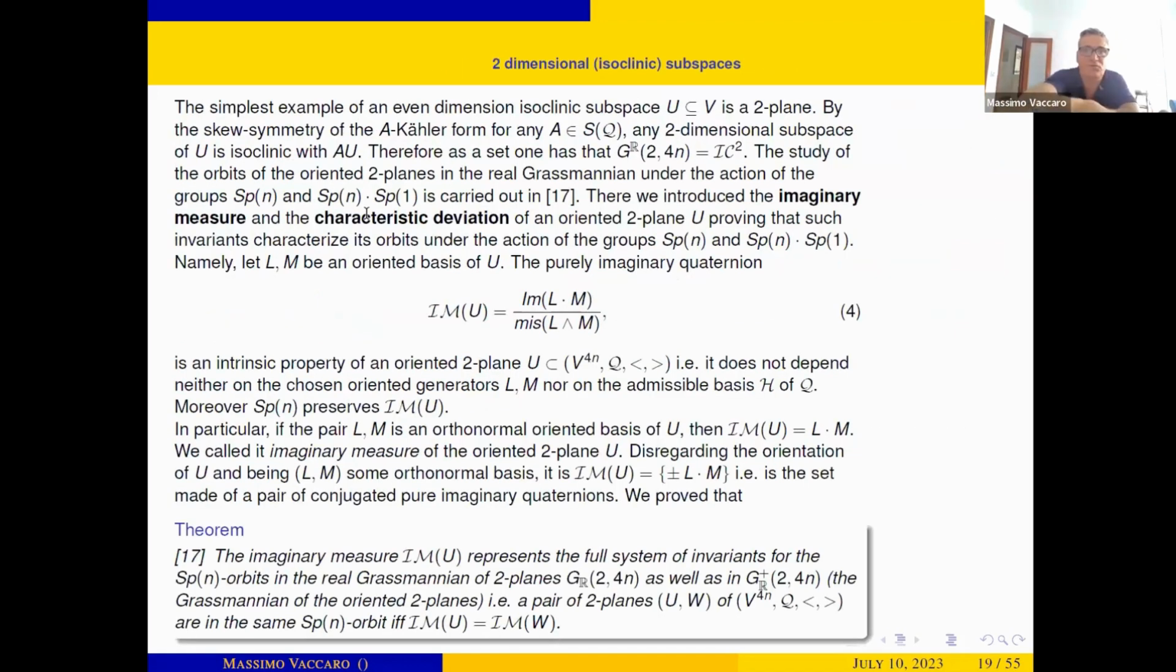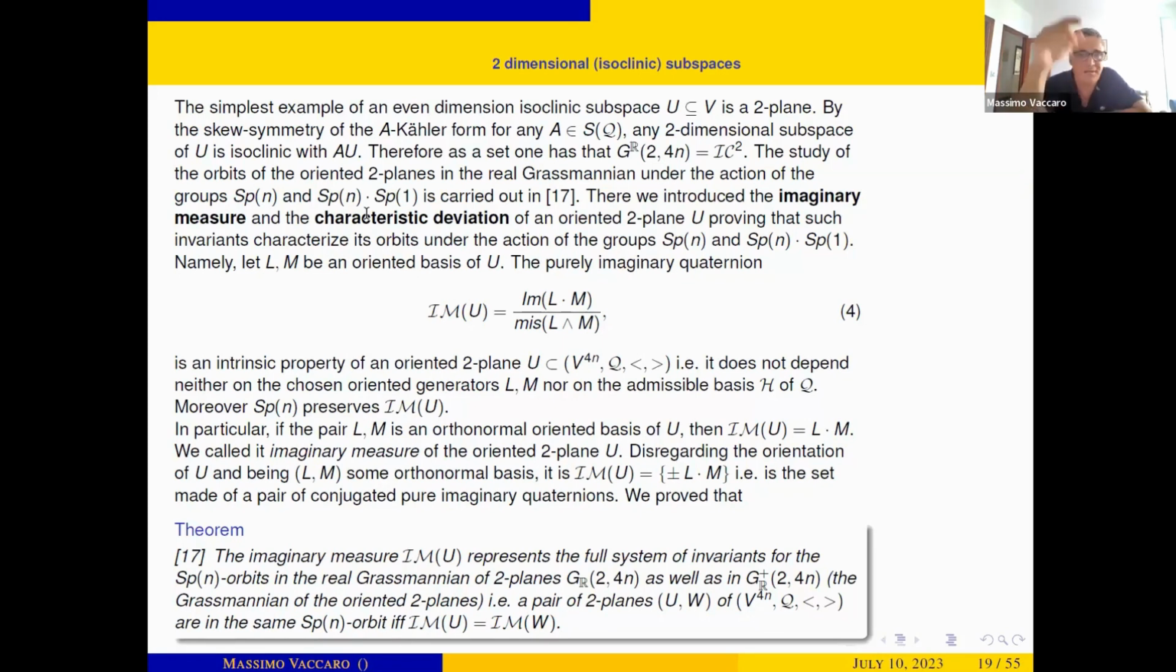So let's start with two-dimensional isoclinic subspaces, for which I already gave the solution a long time ago. The two-dimensional subspaces are the simplest example of an even-dimension isoclinic subspace, U, AU. In fact, by the skew-symmetry of the A-Kähler form, any two-dimensional subspace is isoclinic with AU for any A. So two-dimensional subspaces and two-dimensional isoclinic subspaces are exactly the same thing. That is, the Grassmannian of 2-planes in 4n is exactly the set of 2 isoclinic planes.